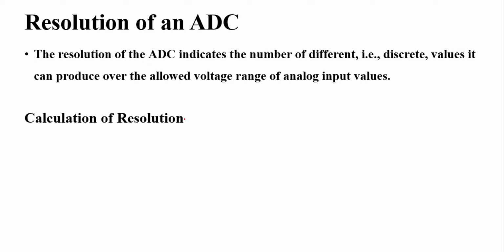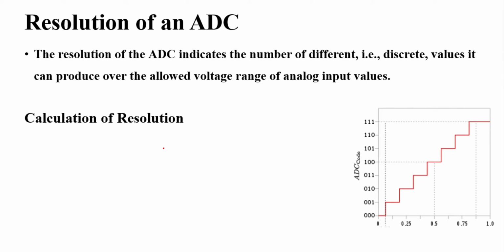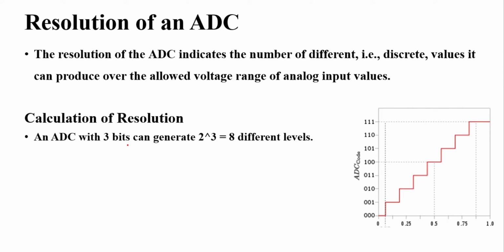What does that mean? For example, we can look into the mathematical aspect of an ADC. Any signal can be broken down into some discrete levels, and that is dependent on the number of bits. For example, if we take an ADC of 3 bit, then of course it can generate 2 to the power 3, that is 8 different levels. So here we can see 000 to 111. These are the 8 different levels in which the ADC can work or generate. So all the signals should remain within these 8 levels.